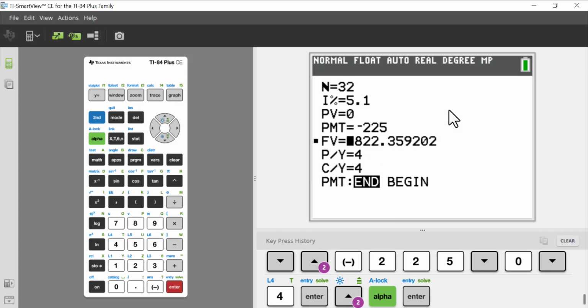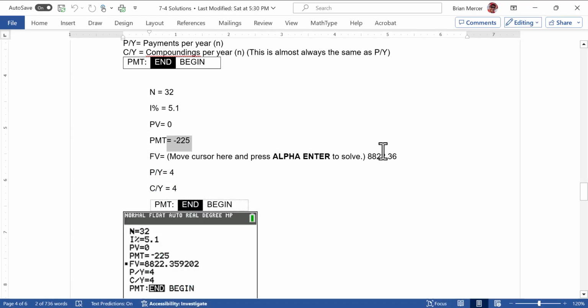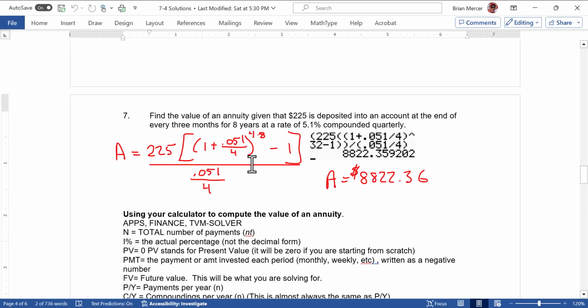So the future value of that annuity is 8822.36 rounded to the nearest penny. And so there is how you do that calculation without having to use that nasty formula. You're welcome.